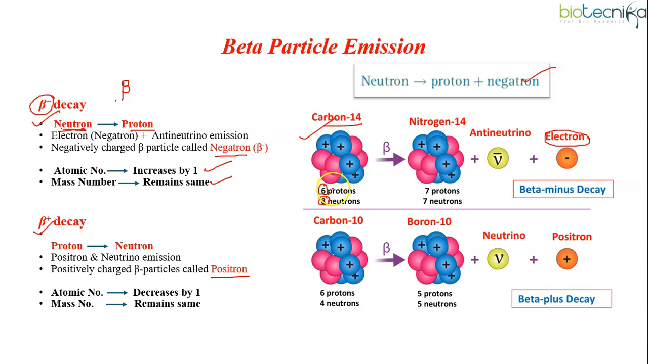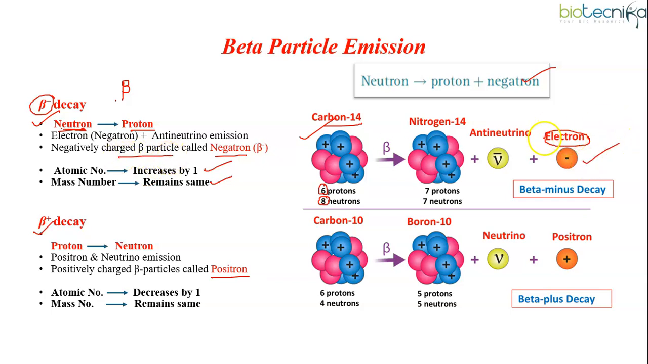Due to the unequal number of protons and neutrons in its nucleus, carbon 14 is unstable, and hence carbon 14 is radioactive. That is, it regains stability by emitting radiations from the nucleus. Here the kind of decay it undergoes is beta minus decay, where a negatively charged beta particle, called a negatron, is emitted.